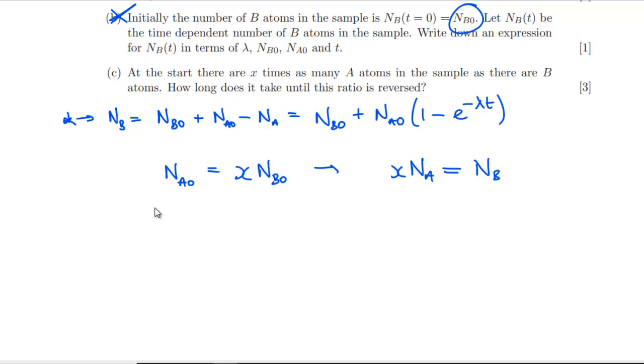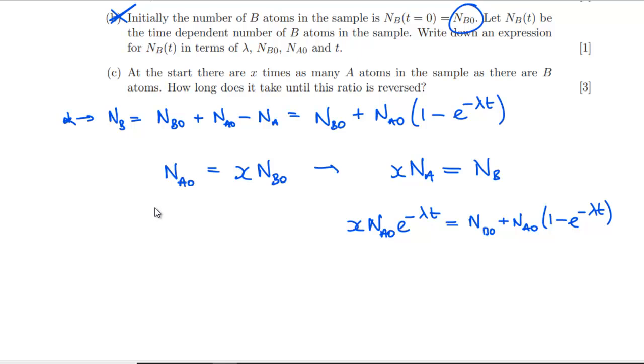So what have we got on all of these? Na was NaO e to the minus lambda t. So that is our X times Na, and that needs to be equal to Nb, which we've just written out, NbO plus NaO (1 minus e to the minus lambda t). Excellent. And we've got this relationship here between NaO and NbO, so we can put those in.